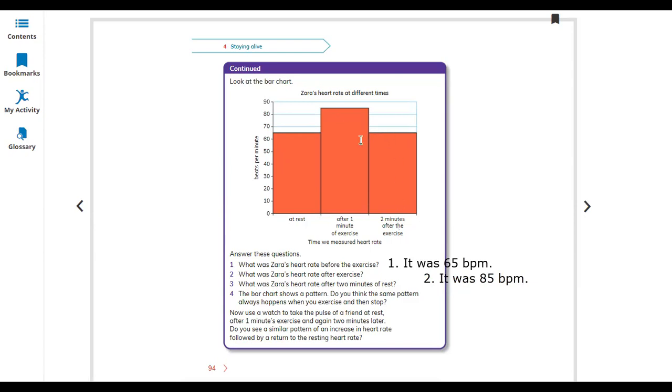You can see here that after 2 minutes it came back to 65 after the exercise. After 1 minute of exercise, when she wanted to take rest and was sitting, not doing the exercise, she checked and it was 85. But after 2 minutes, her body got normal. So now it's again 65.